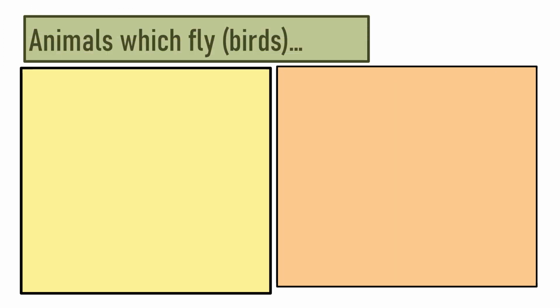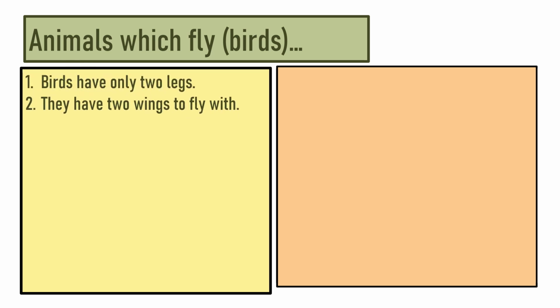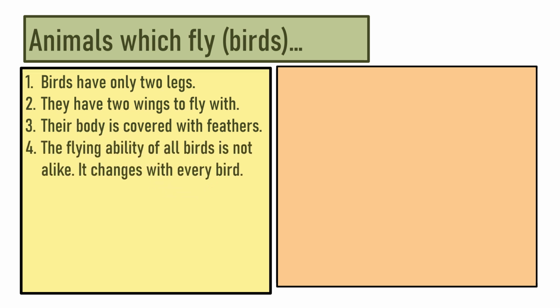The next category is animals which fly. We call them birds. Let's see some of their characteristics. Birds have only 2 legs. They have 2 wings to fly with. Their body is covered with feathers. The flying ability of all birds is not alike. It changes with every bird.